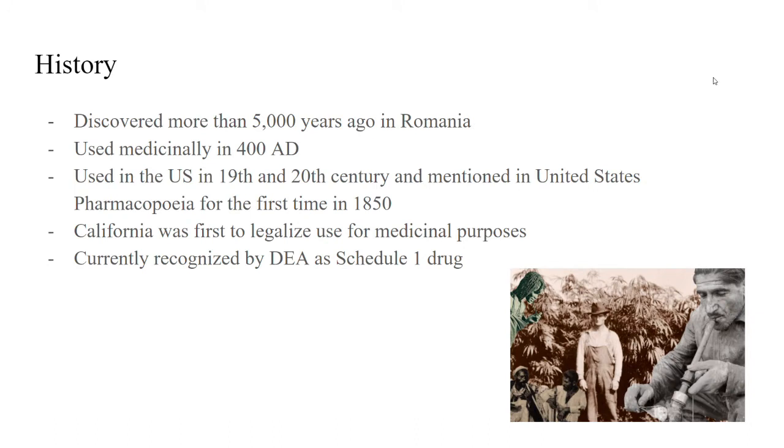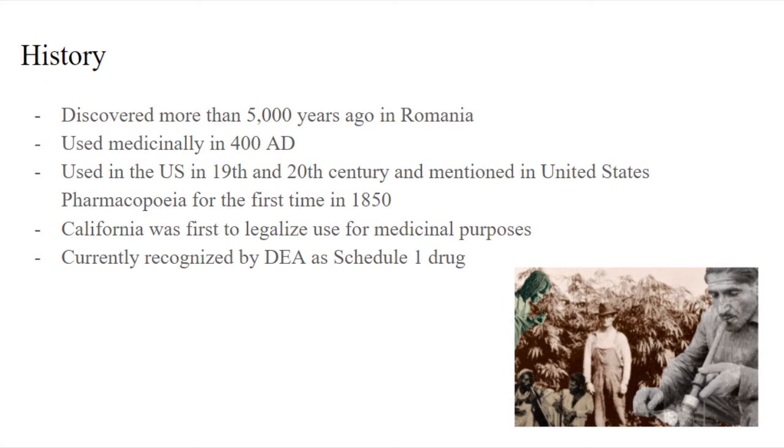And to kick things off, we're going to start with a short history of THC. Cannabis was found more than 5,000 years ago in Romania. There is only one direct source of evidence that cannabis was used medicinally, and that was around 400 AD. In the United States, cannabis was widely utilized as a patent medicine in the 19th and early 20th centuries. It was described in the United States Pharmacopoeia for the first time in 1850.